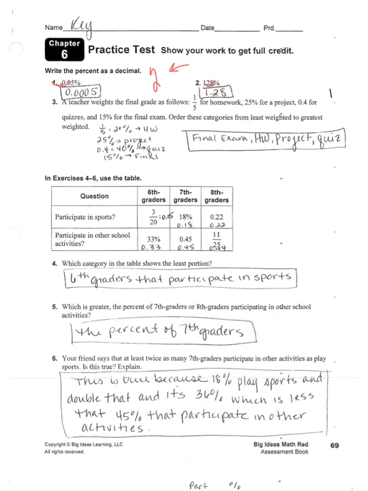So you'll get 0.0005. Think about it. 5/100th of a percent is an extremely small percent. And then 128% is a large percent.